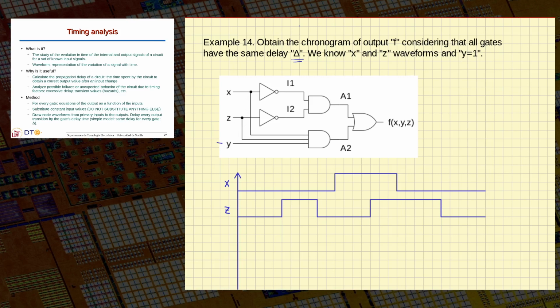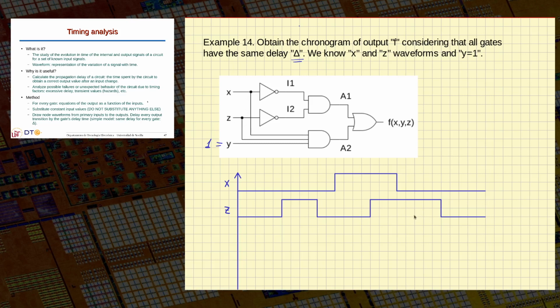Y is always set to 1, and X and Z vary with time as in this chronogram here. Okay, X starts being 0, then is 1 sometime, then 0 again, and the same thing for Z.